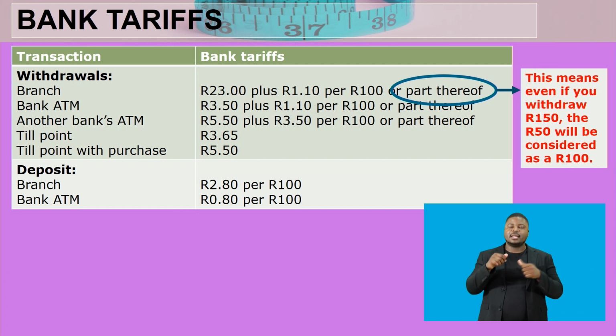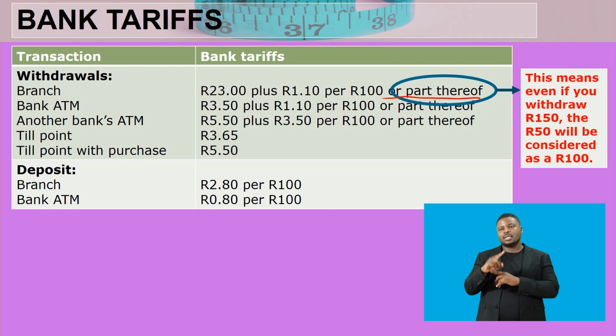Then we've got other bank tariffs as well. We are given the structure there. You are given the branch withdrawals and also till point. But now there's additional information. We are given that if you're going to withdraw money from a branch, you're going to be charged 23 Rand plus 1 Rand 10 cent per 100 Rand or part thereof. What does this 'or part thereof' mean?